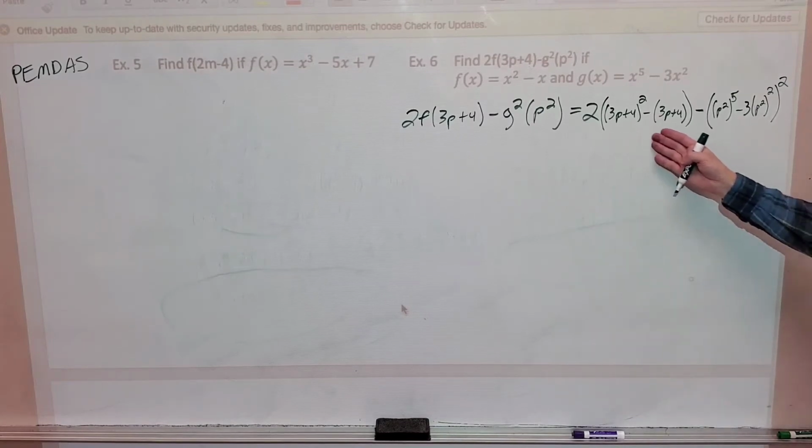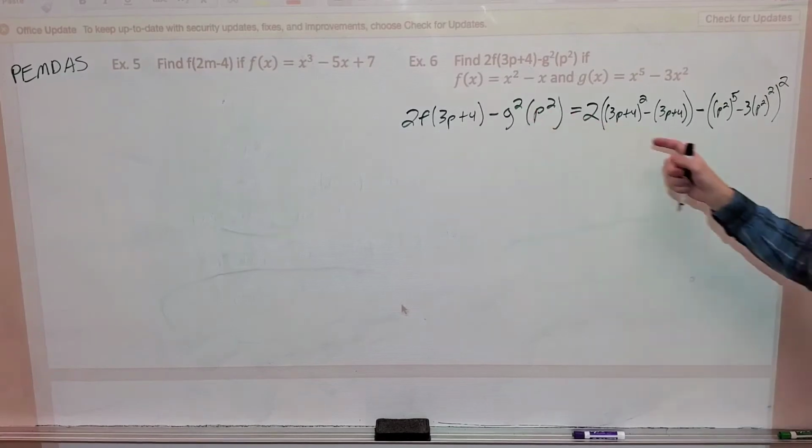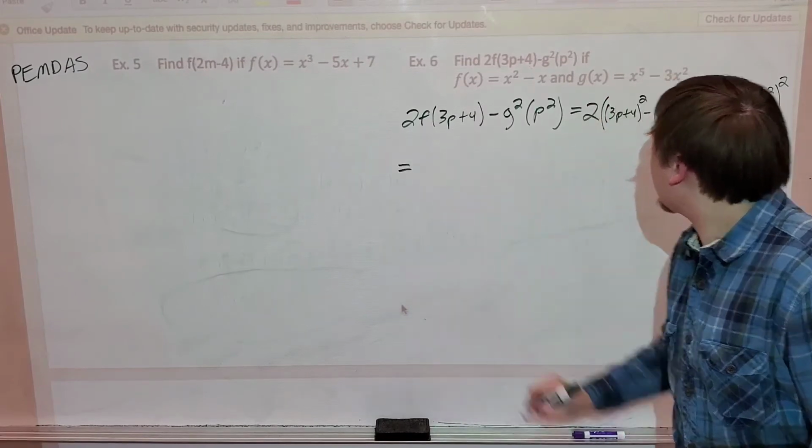Okay, so we already talked about the f minus. Here's g squared, and we plugged in where x is. We plugged in p squared because that's what's in the parentheses over here. Okay, so let's get to work here.